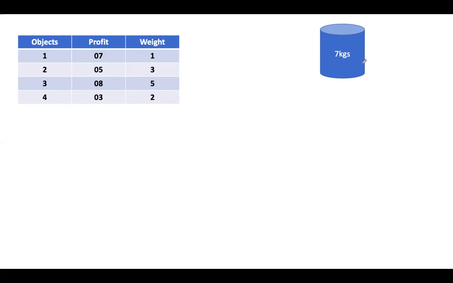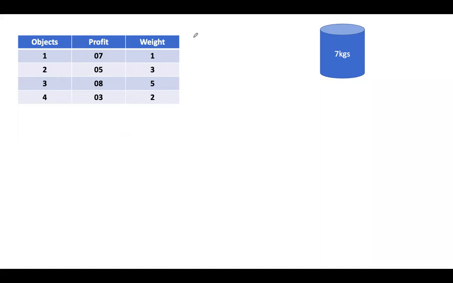Along with that, you have to keep in mind my profit should be maximum. So that is the problem here. Okay, that is the task here. So this problem we call the knapsack problem. Is it clear? This is a given situation.